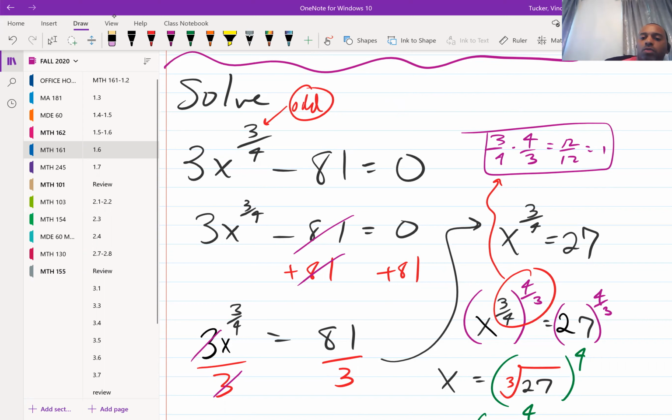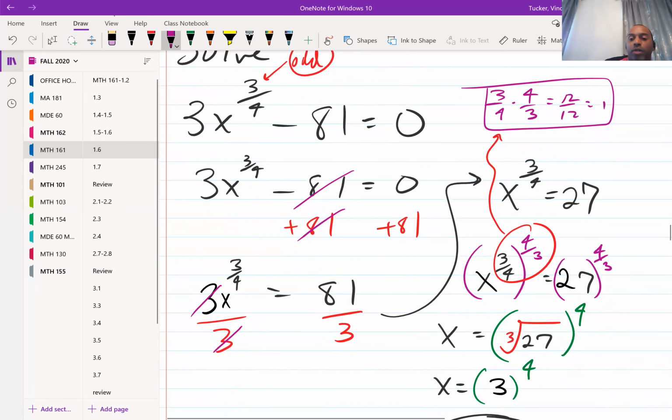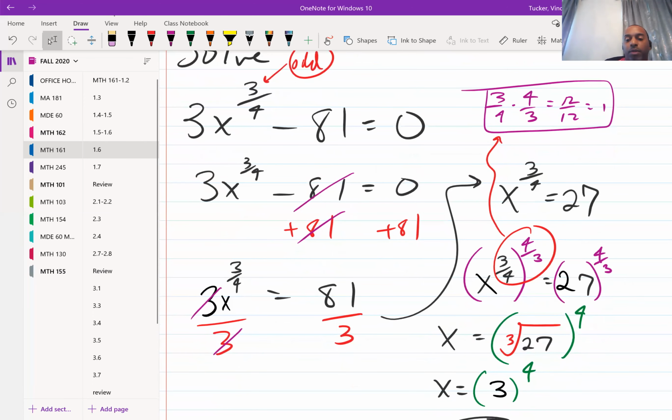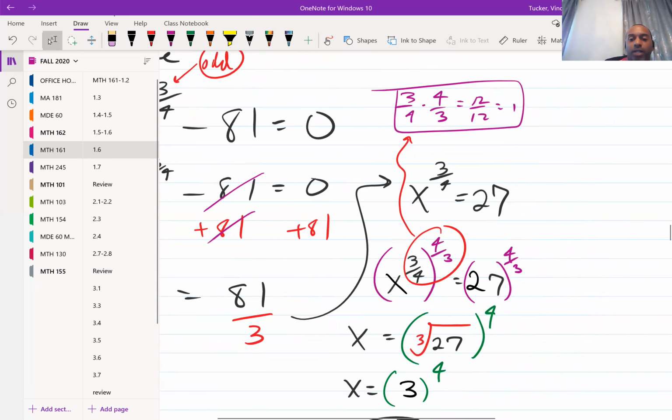All right, so now that we have just x on the left, on the right we need to simplify 27 to the 4/3 power. If you throw 27 to the 4/3 power in your calculator, it'll just do it for you. But if I was doing this by hand, remember the bottom number is your root and the top number is your power. What I do not want to do is 27 to the 4th power and then try to cube root that, because I don't know 27 to the 4th power off the top of my head.